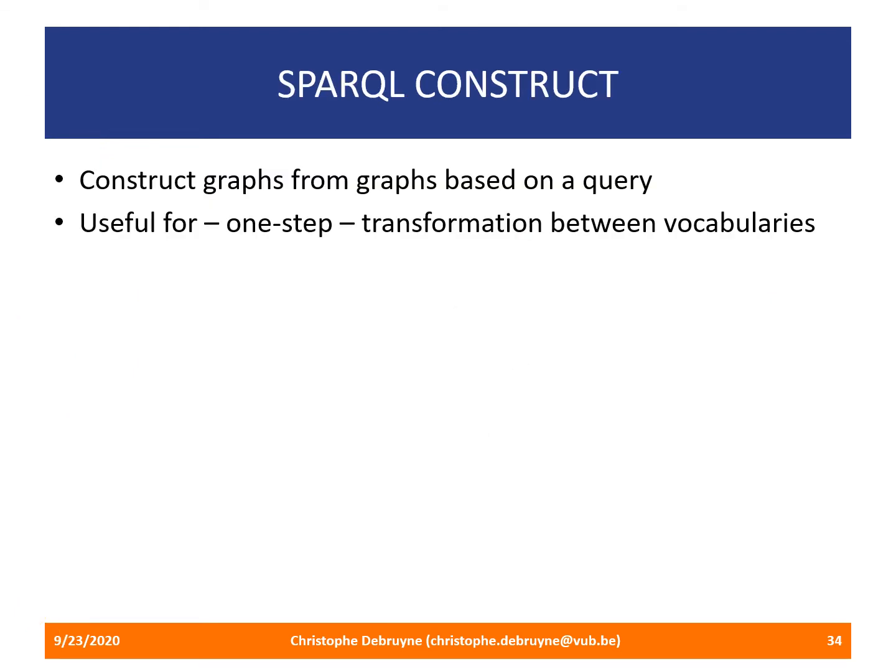We have now seen a couple of examples of SPARQL select queries. SPARQL also provides a construct query. And a construct query is used to create RDF graphs based on a query. And typically they're useful to generate one-step transformations between vocabularies. So you query, you look for solutions based on patterns, and then you use these solutions to create a new RDF graph, maybe using a different vocabulary.